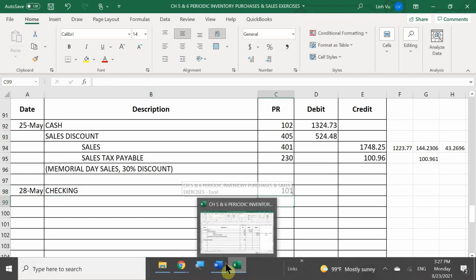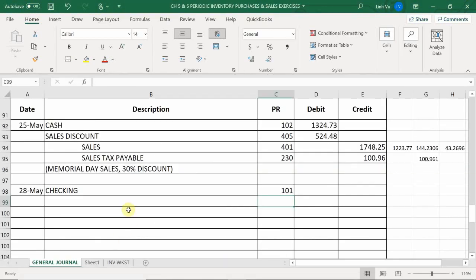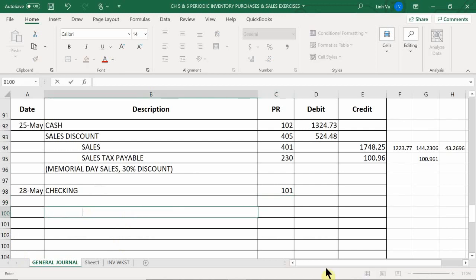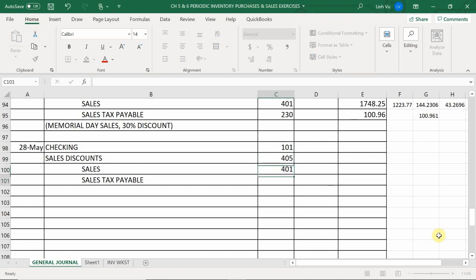What else do you need to recognize? Sales and sales tax. Good, right? Because we sold a product to customer C. Oh, we missed the discount. We have to give him 10%. Good. We have to give him 10% discount because he wanted to take all of the wrong inventory that we have. So we decided to give him a friendly discount. So 105, 401, and 230.